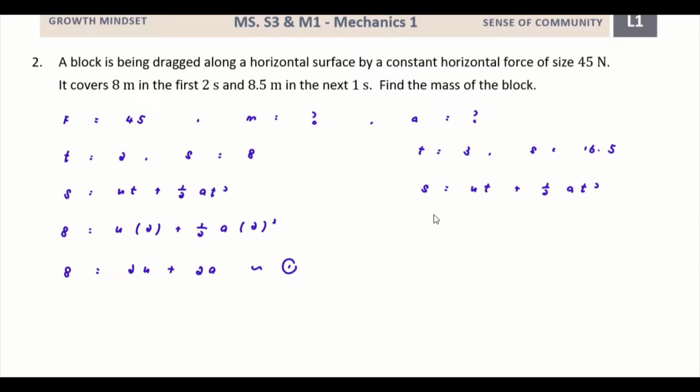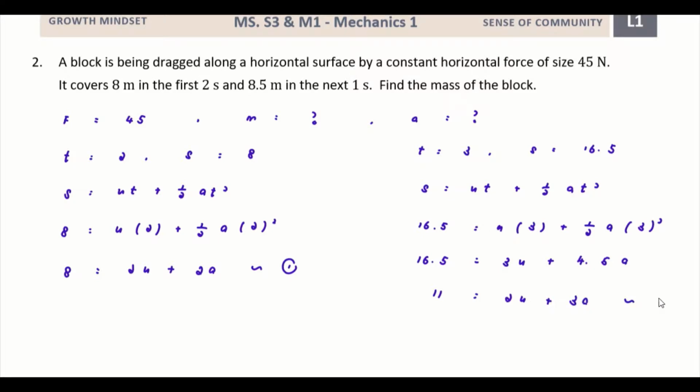Okay, so move on to the second one. I have 16.5. Since they are both in the same scenario, the u here is the same as the u here. And then I have 3u plus 1 over 2 times a, and t is 3. So after I solve this, I get 16.5 equals 3u plus 9, so 4.5a. Okay, I think we can divide everything by 1.5. So 11 will be equal to 2u plus 3a.